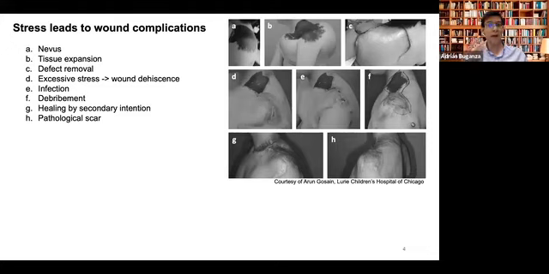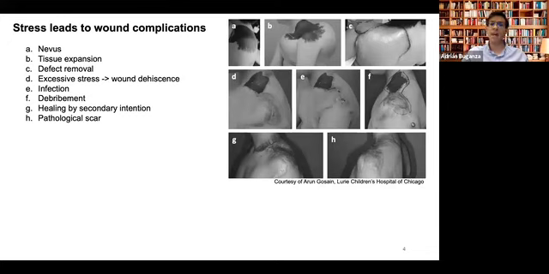Unfortunately, when you have these large wounds healing under secondary intention, which is basically just trying to prevent infection, they lead to pathological scarring and contracture. That's obviously not a good outcome, so we would like to avoid that. My collaborator, Arun Gosain, has a strong interest in doing that.